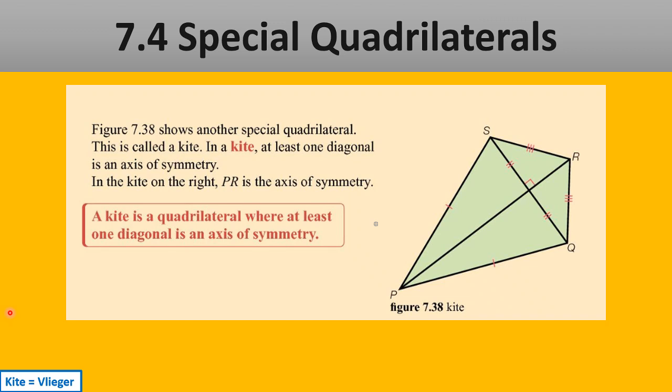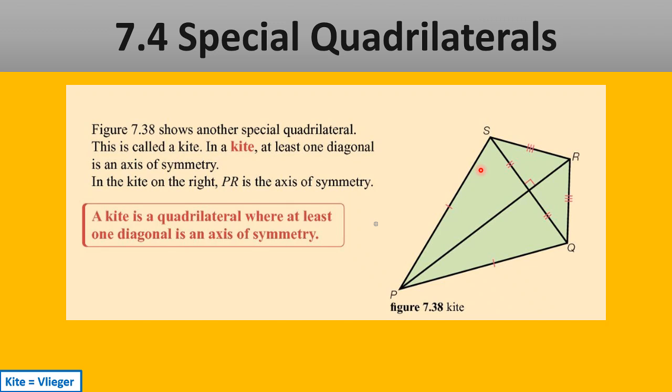Well, we all know the form of a kite, I think, from real life. A kite also has one very nice property. A kite is a quadrilateral where at least one diagonal is an axis of symmetry. So if we take a look at this kite right here, we have two diagonals here, PR and QS. One of them is an axis of symmetry and the other one is not.